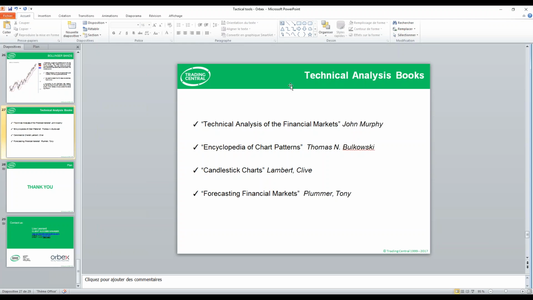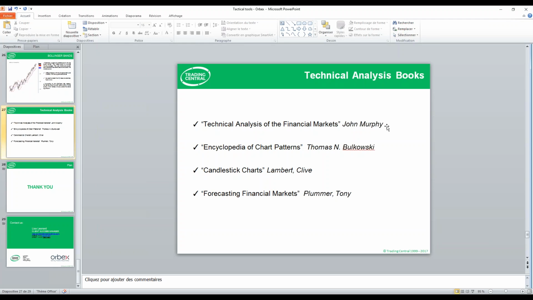So to conclude, I would just like to give you some books if you want to learn more, because of course, as I said, in technical analysis there is a wide range of principles, a wide range of technical tools. So there is a lot of things, and you can learn more by reading some books.